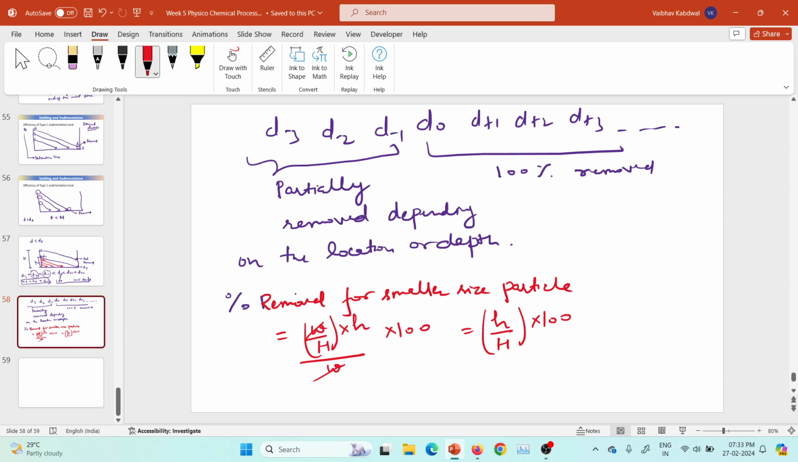Okay, and through this, what we can conclude, if we divide it by t, we can get velocity. So for this, we can calculate it like Vs minus 1. Vs minus 1 is the velocity of the smaller size particle, and Vs is the settling velocity of the design size particles.